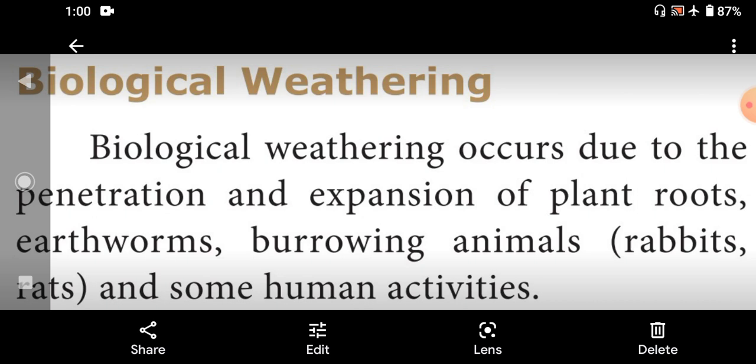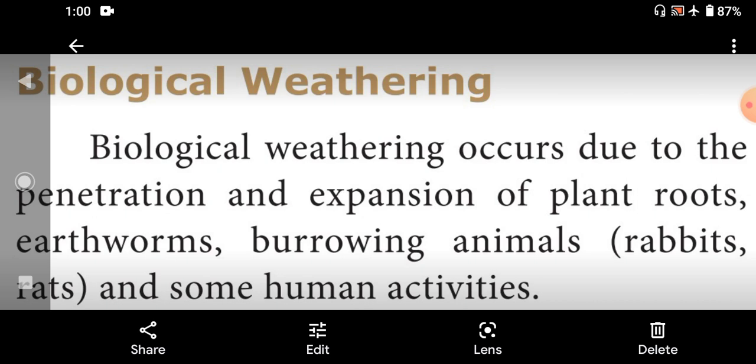Okay, now listen. Biological weathering occurs due to the penetration and expansion of plant roots, earthworms, burrowing animals, and some human activities. How will biological weathering happen? Biological weathering occurs due to the penetration and expansion of plant roots, earthworms, and burrowing animals. That means rabbits and rats that are living, they will dig a hole and live inside the earth, is it? And because of some human activities, biological weathering will happen.